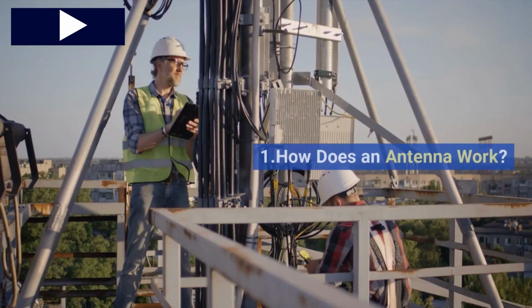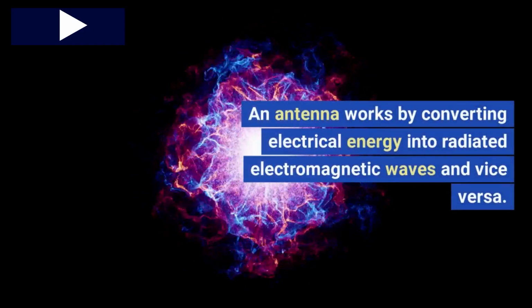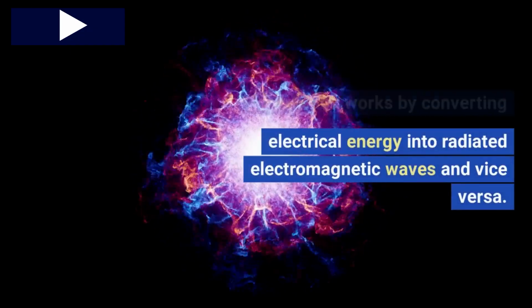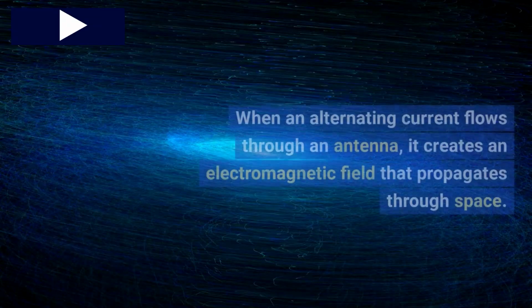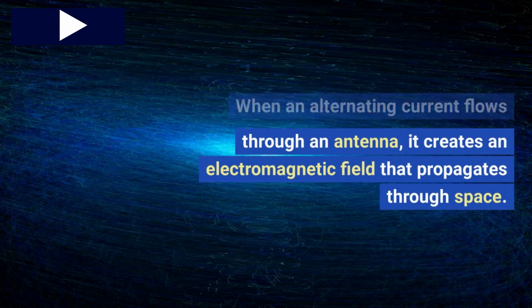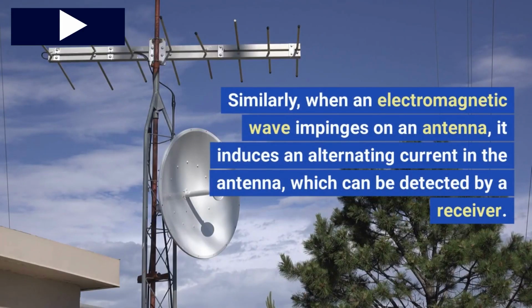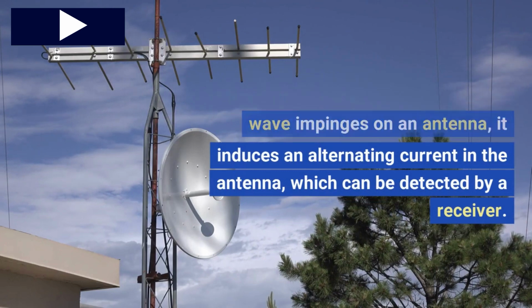1. How does an antenna work? An antenna works by converting electrical energy into radiated electromagnetic waves and vice versa. When an alternating current flows through an antenna, it creates an electromagnetic field that propagates through space. Similarly, when an electromagnetic wave impinges on an antenna, it induces an alternating current in the antenna, which can be detected by a receiver.